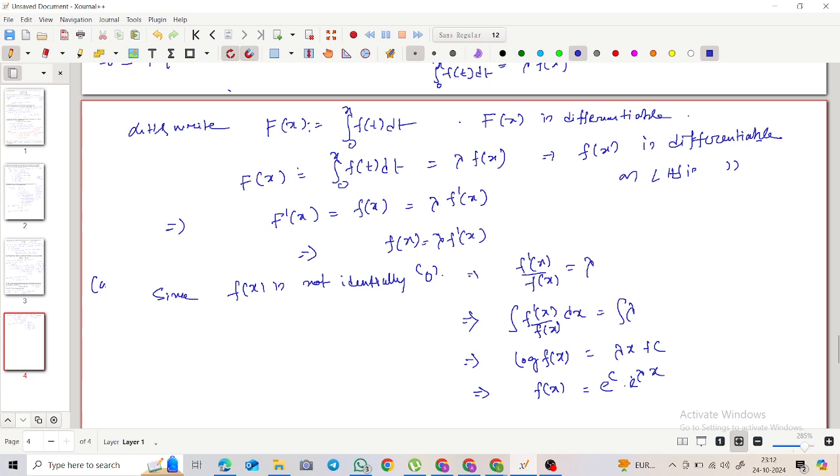So I think here we should do case 1 where lambda is not equal to 0. Case 1. But what should be our f0? So we can't find f0.